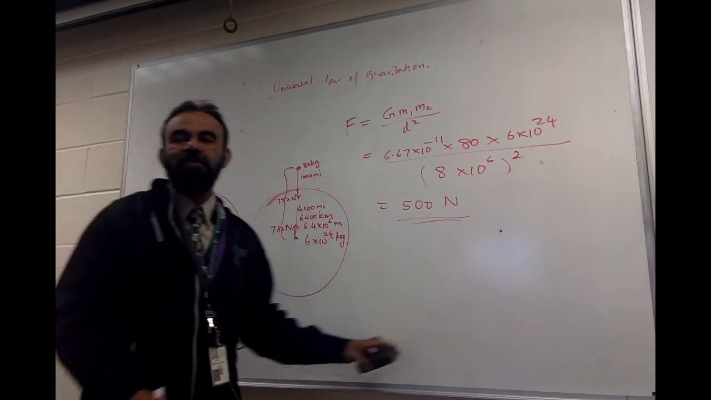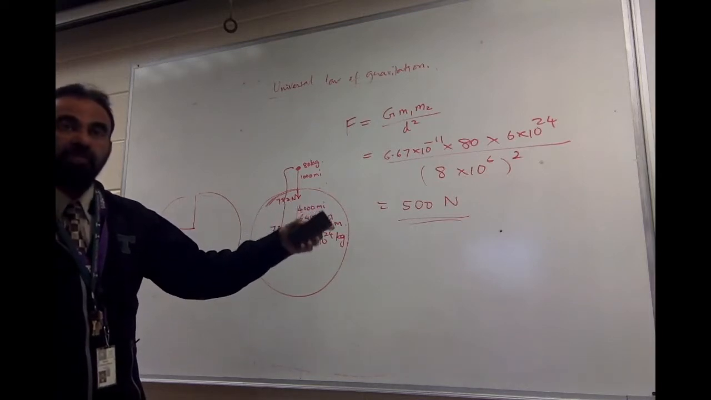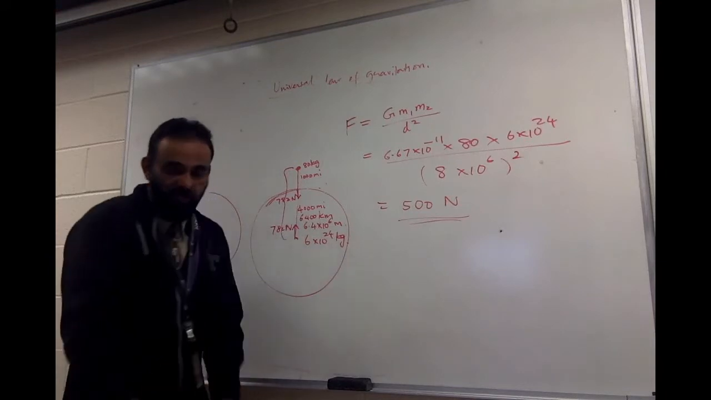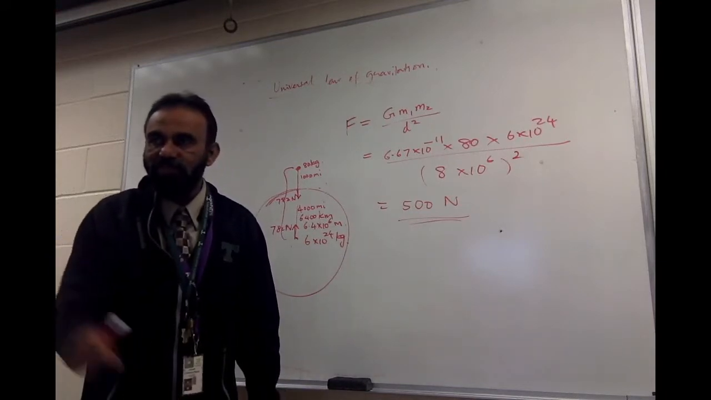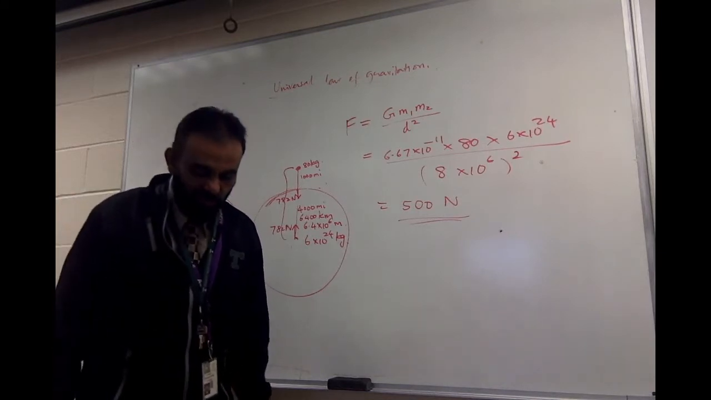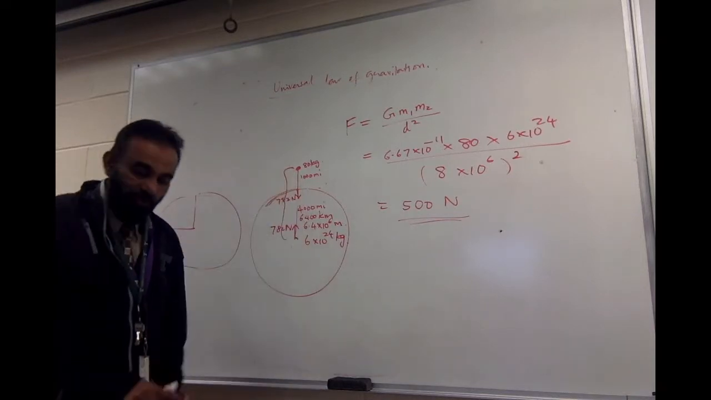Pay attention now. See, it's 500 newtons, which means what? If I take a scale that was calibrated on the ground here, when I stand on it, it used to read 80 kilograms, because our scales are calibrated in kilograms. So I take the same scale and put it on that tower. What will the reading be?